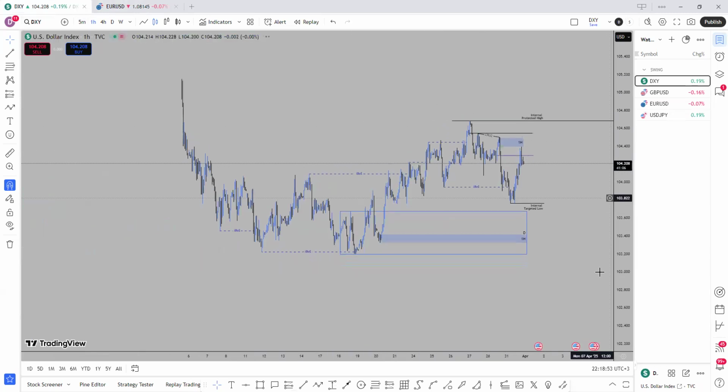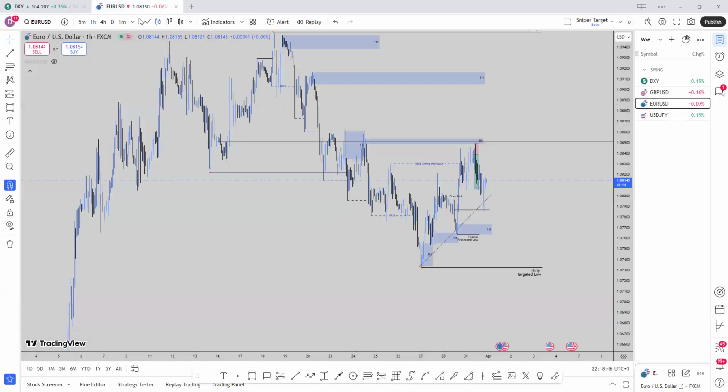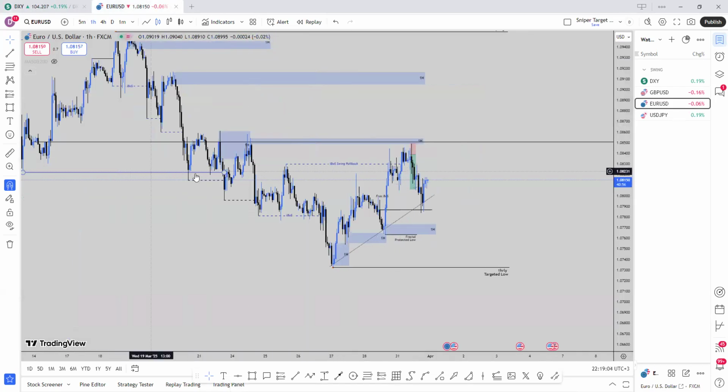The swing structure on the DXY is all the way to the upside, I think somewhere around that level. Okay, but on the Euro USD, what we are seeing is that it has a very well defined swing structure, and we broke that swing structure to the downside. Now, that has been maintained. You can see even the internal, the dashed lines just show the internal structure.